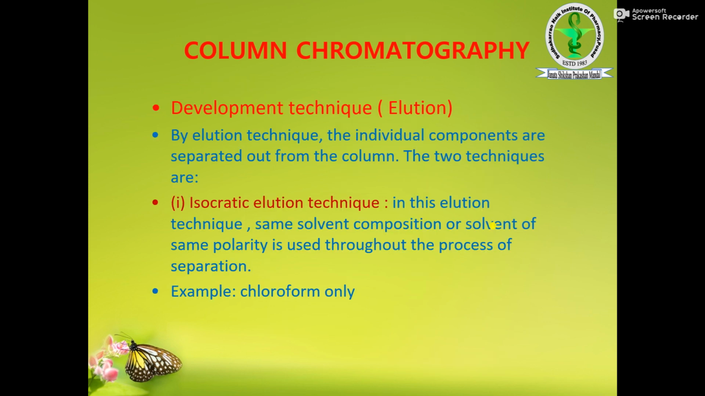Then in column chromatography, we study the development technique or elution. By the elution technique, the individual components are separated out from the column. There are two techniques. The isocratic elution technique: iso means same. In this technique, the same solvent composition, or solvent of the same polarity, is used throughout the process of separation. An example is chloroform only.